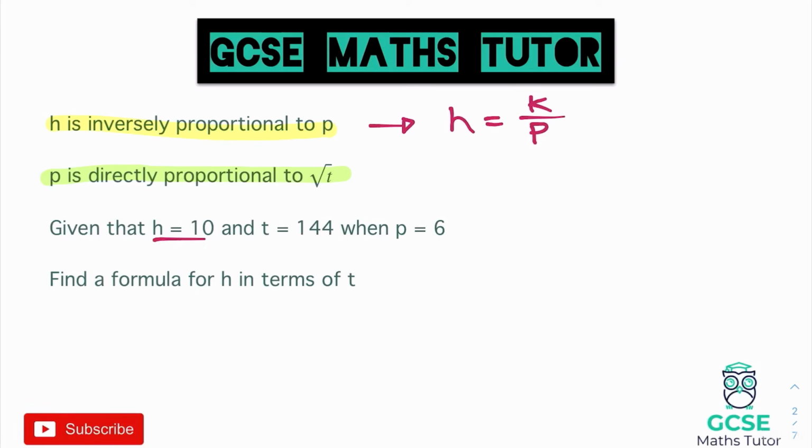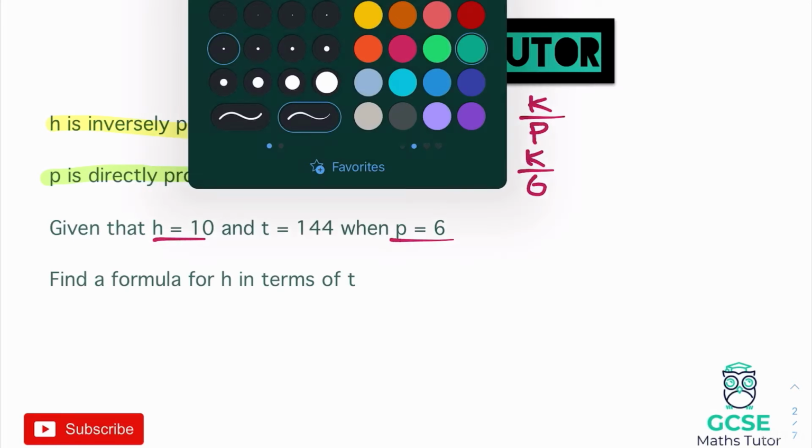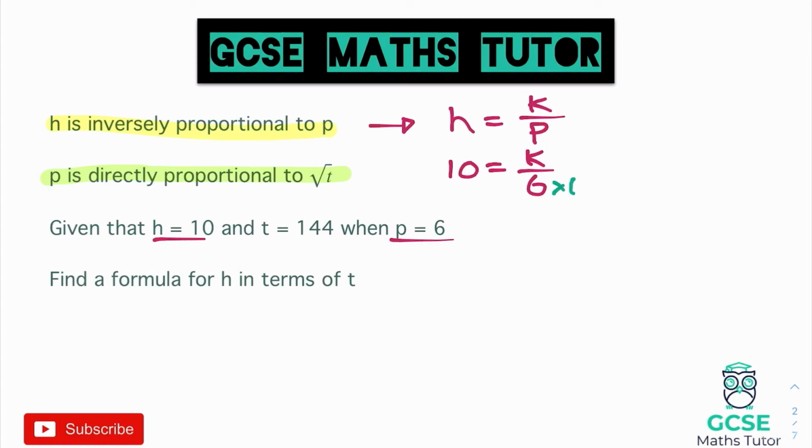So it says h is 10 and p is 6, and there are two that we've got that are related to this first formula. So if we sub those values in, we've got h is 10, so 10 is equal to k over p, which is 6, and there we go. So if we times both sides by 6, and I'll write this working out in, so times by 6, and we get k is equal to 60.